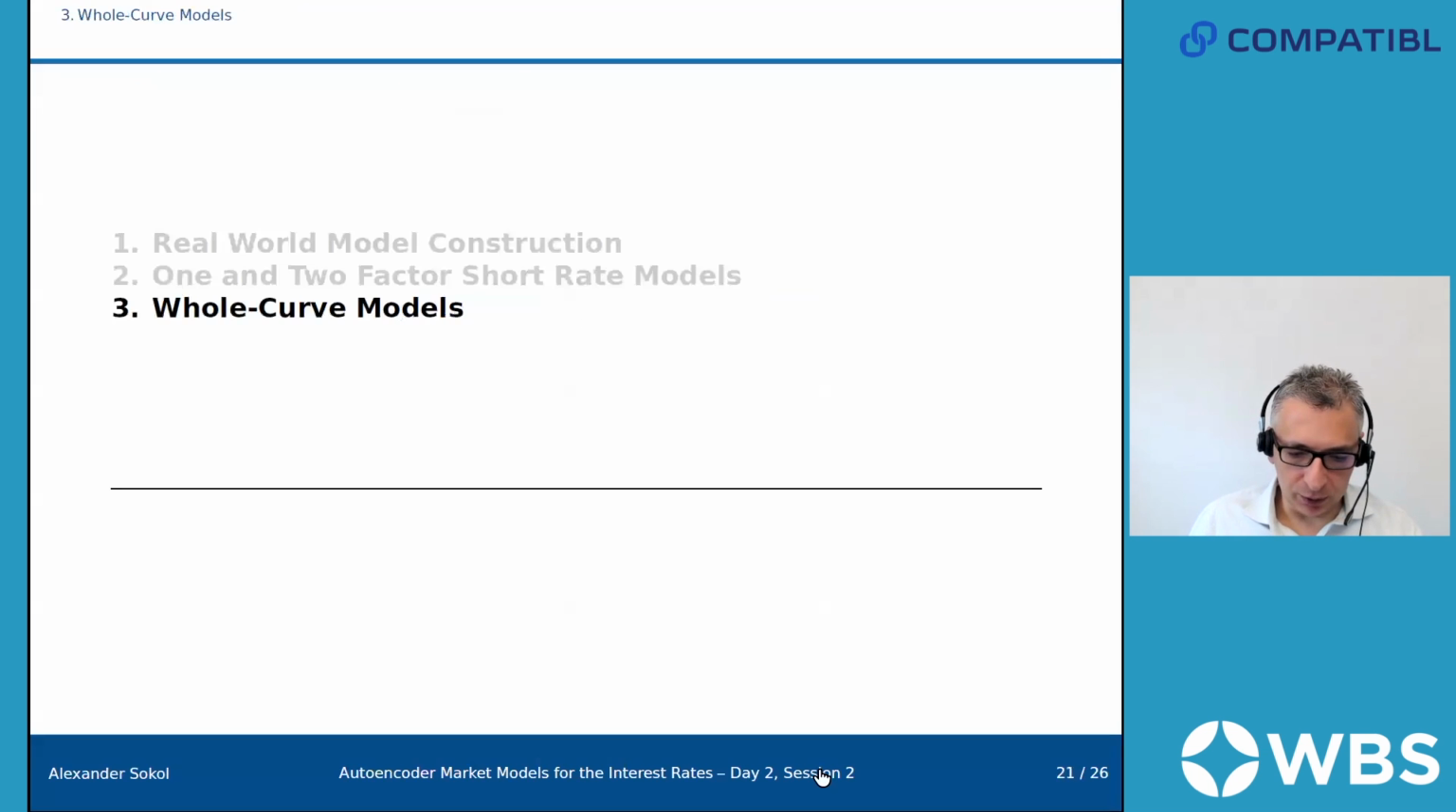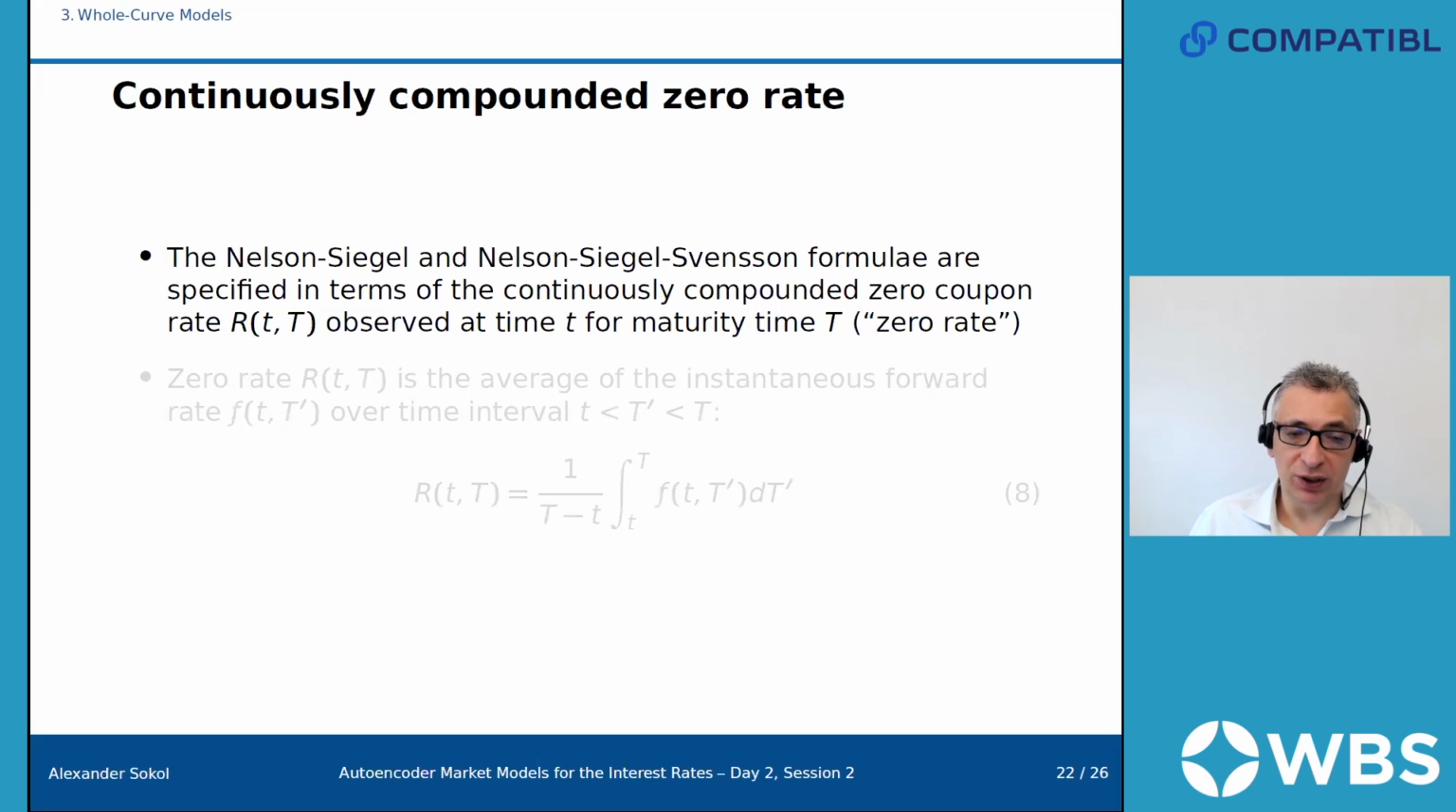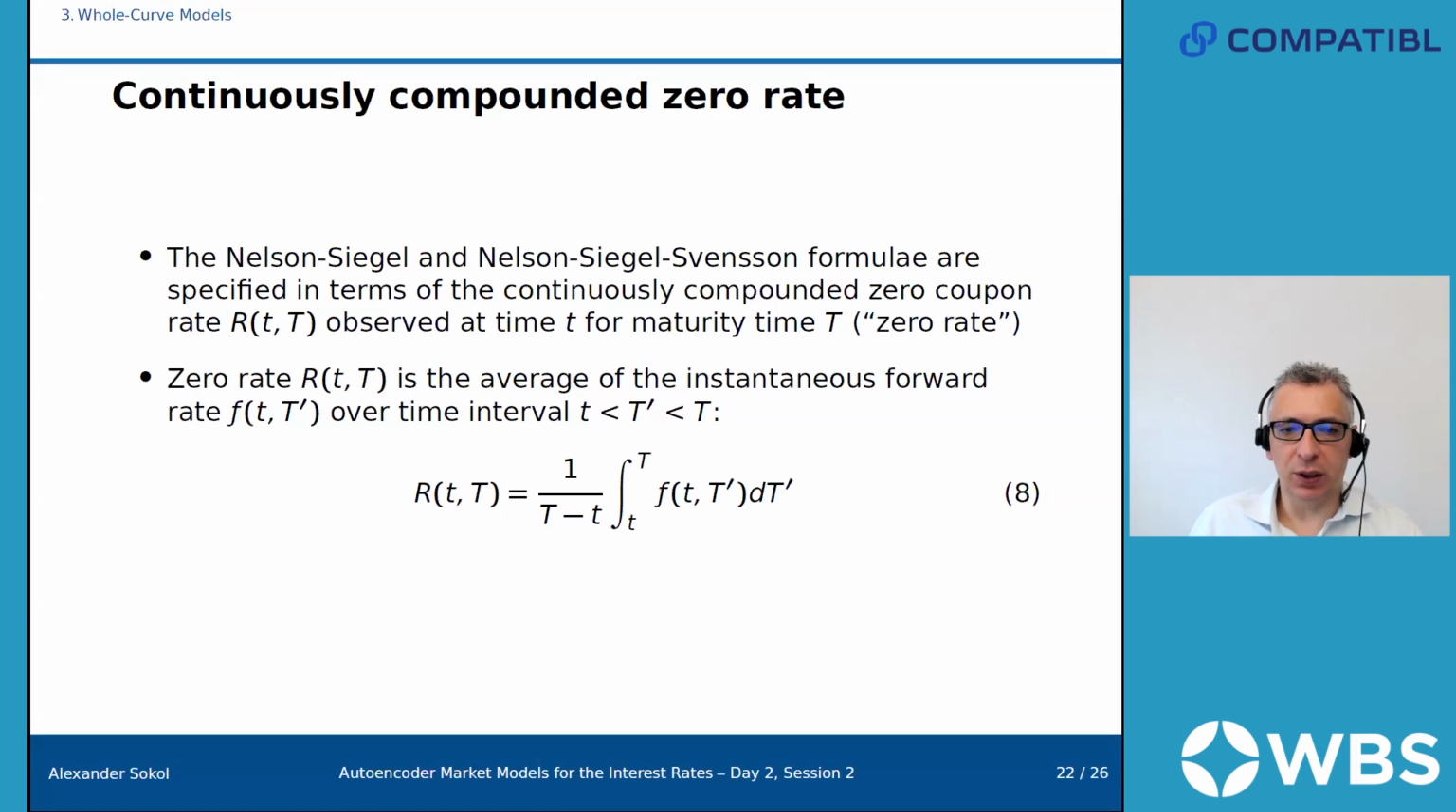And finally, we have a couple of minutes for the whole curve models, and I will answer questions, right? So whole curve models. That's actually, save for the last, the simplest application of autoencoders. Nelson-Siegel and Nelson-Siegel-Svensson are the de facto standard in parsimonious modeling or parametrization of the yield curve. They're both expressed in terms of the zero coupon continuously compounded rate, which is simply the average of the instantaneous forward rate.